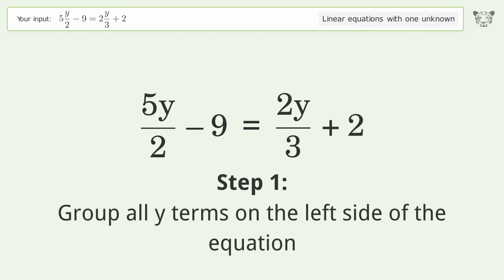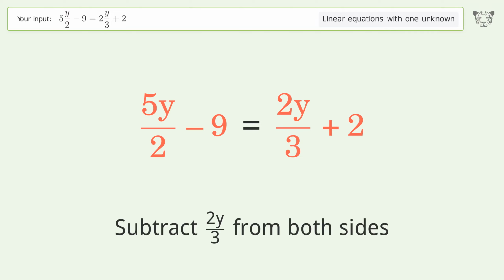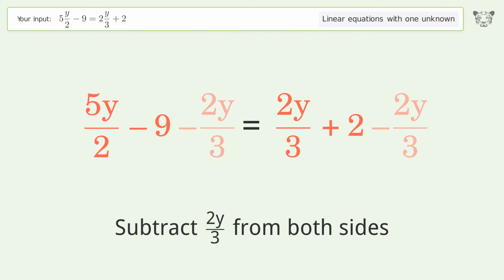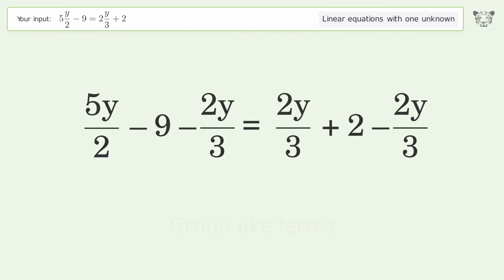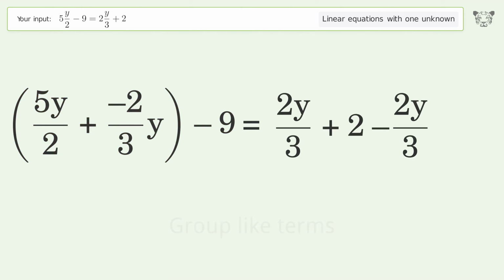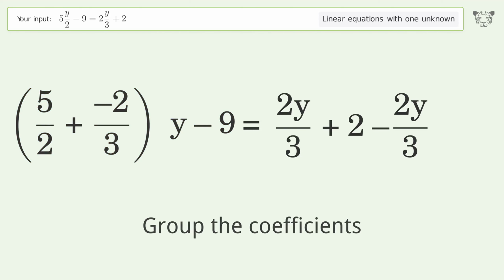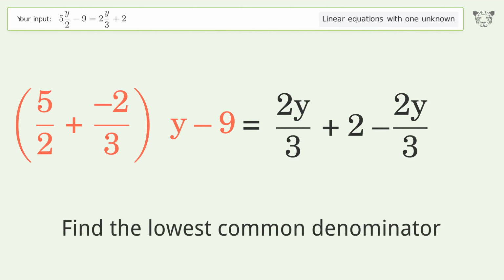Group all y terms on the left side of the equation. Subtract 2y over 3 from both sides. Group like terms. Group the coefficients. Find the lowest common denominator.